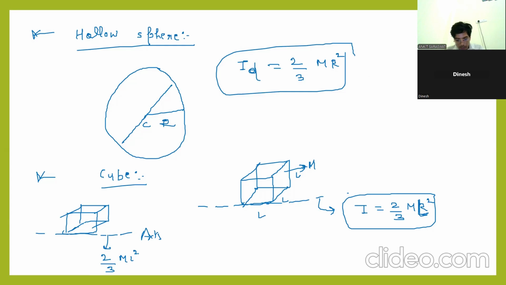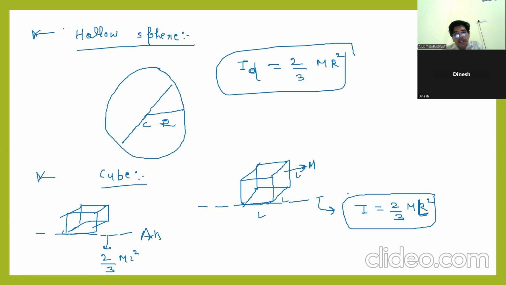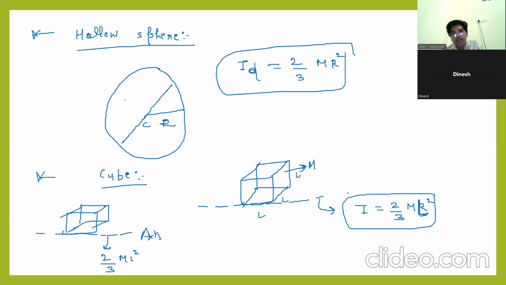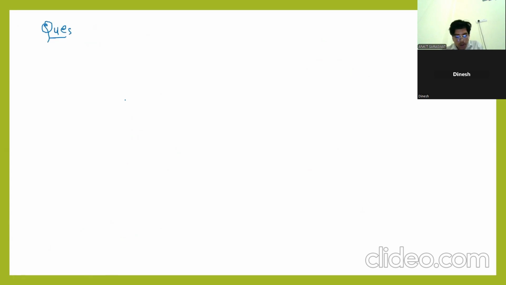Clear? Now write one question. For both solid sphere and hollow sphere, will the moment of inertia be the same or different? Different. For solid it is 2 by 5 and for hollow it is 2 by 3.